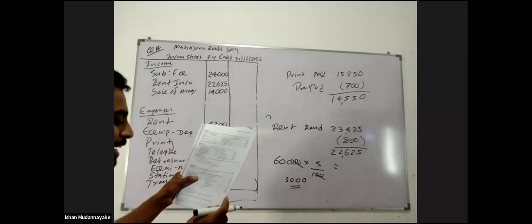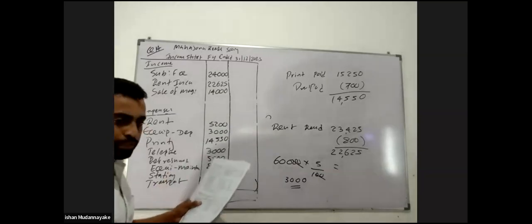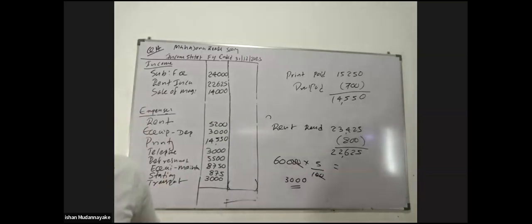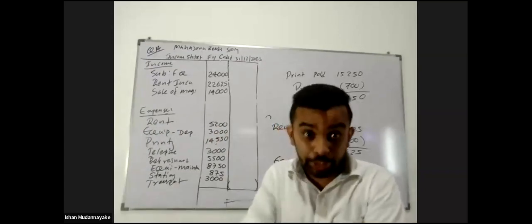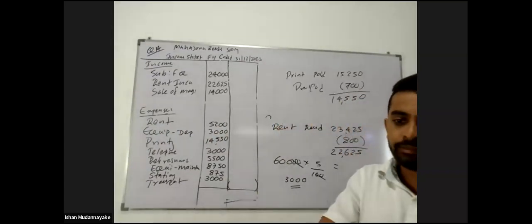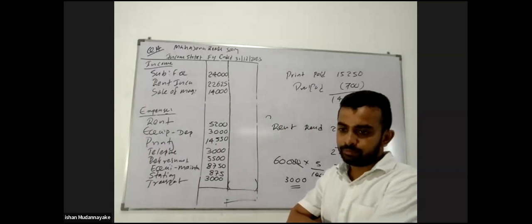Done. Balance carried down, no need to record. The balance carried down 30,800 is the closing cash balance, an asset of the business. No need to record in the income statement.